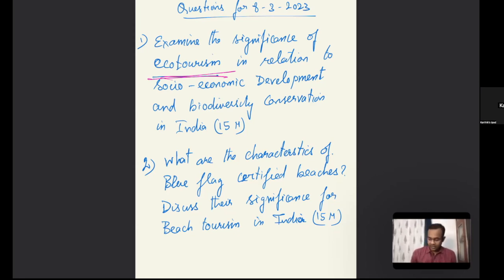And as was discussed on the very first day of the industrial geography orientation itself, we discussed that within tourism, ecotourism is given the larger importance.